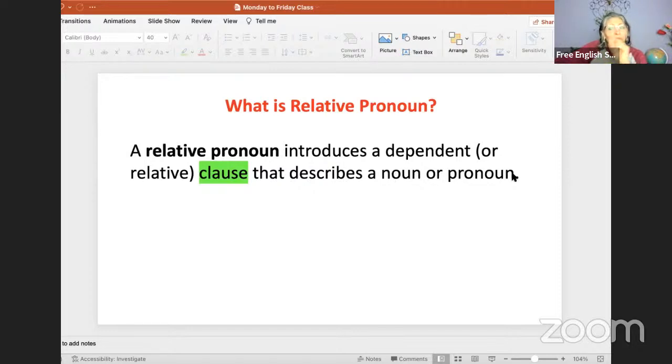So as you know, noun is a person, place, or a thing. Or if you are on an intermediate level, then noun is a person, place, thing, an idea, right?